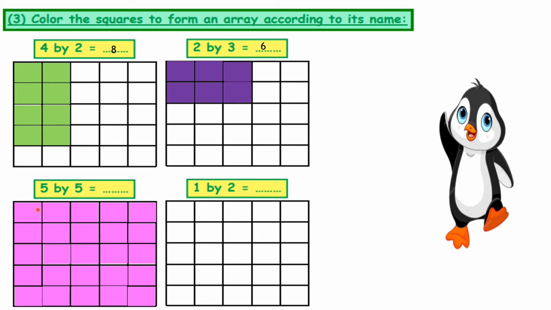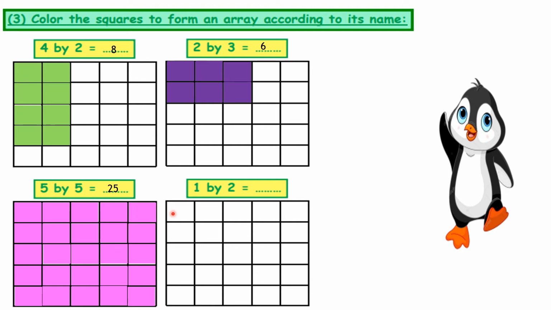Let's count here to find how many we have. 1, 2, 3, 4, 5, 6, 7, 8, 9, 10, 11, 12, 13, 14, 15, 16, 17, 18, 19, 20, 21, 22, 23, 24, 25. So the array that's 5 by 5 is 25 squares.